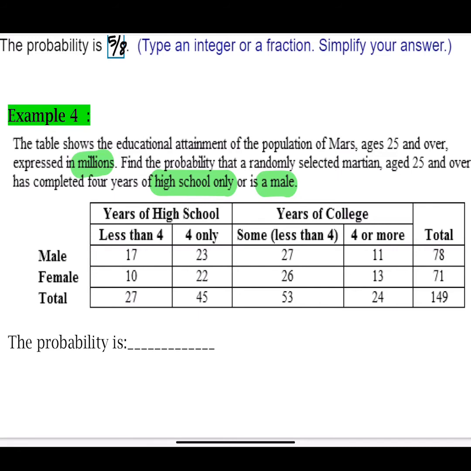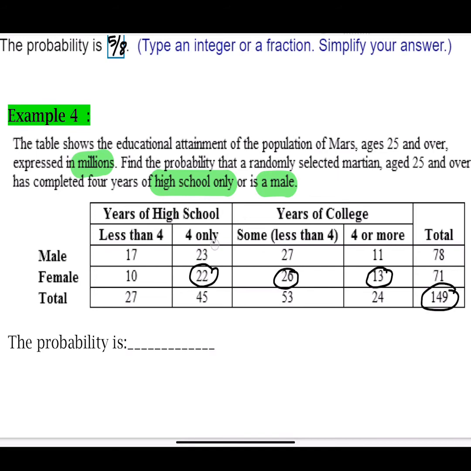So let me go ahead and look here. I have male, high school. Some of them have less than 4 years of high school, some have 4 years only. Years of college: less than 4, and 4 or more. So take your time to read the table. This table gives me male students, number of years of high school, less than 4, 4 or more; female students, high school less than 4, 4 or more; college, less than 4, 4 or more; and again, the grand total.